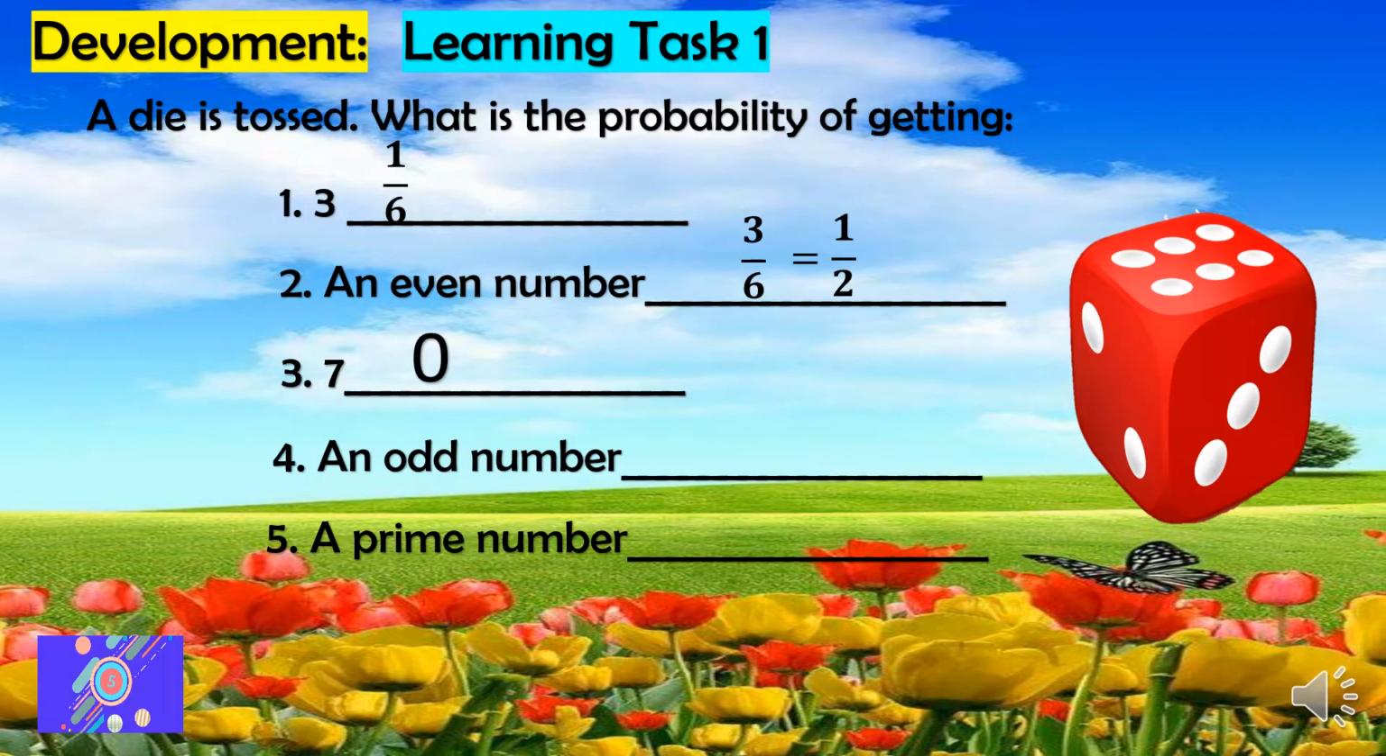Then number 4, an odd number. So the same, 3/6 or equivalent to 1/2. Okay, so what are the odd numbers? So we have 1, 3, and then 5. And then a prime number, so we have also 3/6 or equivalent to 1/2. So what are the prime numbers in a die? So you have 2, 3, and then 5. So yung number 1, hindi na natin isasama because number 1 is a special number.